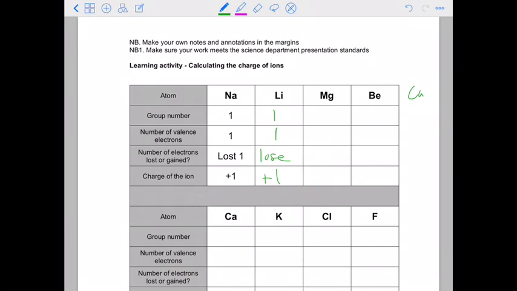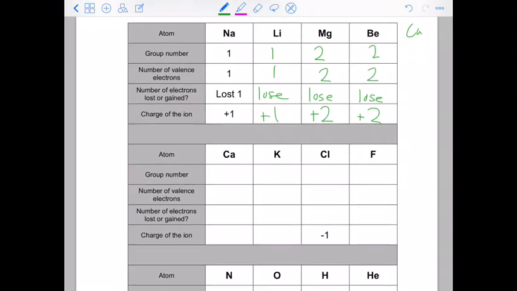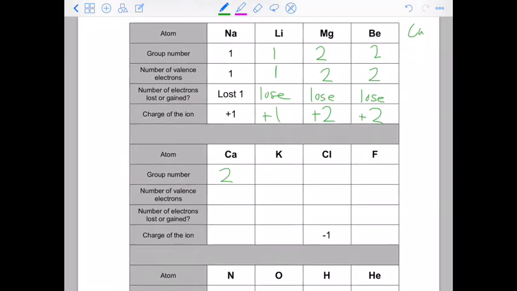So magnesium is in group 2. It has 2 valence electrons, so it will lose those electrons to become a positive 2 ion. Beryllium is also in group 2. It has 2 valence electrons. It'll also lose those electrons to become a positive 2 ion. Calcium is in group 2. It has 2 valence electrons. It will lose those 2 to become a positive 2 ion.